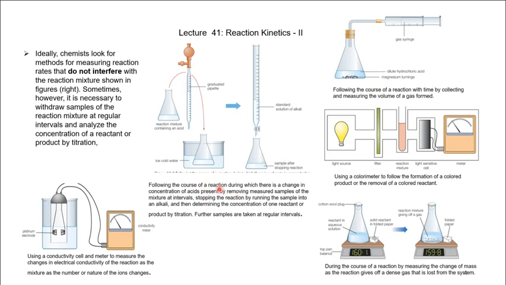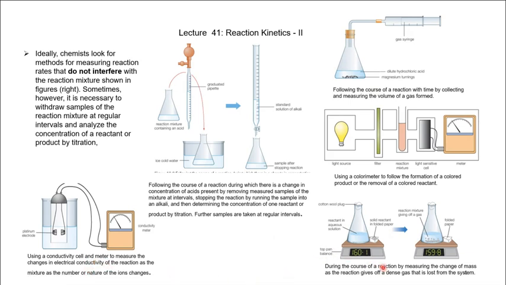This is another way. We can use a colorimeter, you see, a colorimeter, and follow the reaction by following the color of the product, or the removal of the colored reactant. And then we can find out the experimental result from there. We can also use a conductivity meter and measure the conductivity of the reaction mixture from time to time and find out the nature of the curve.